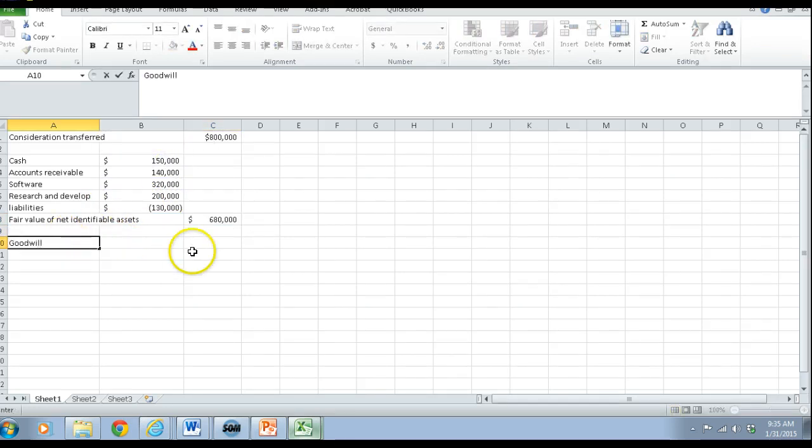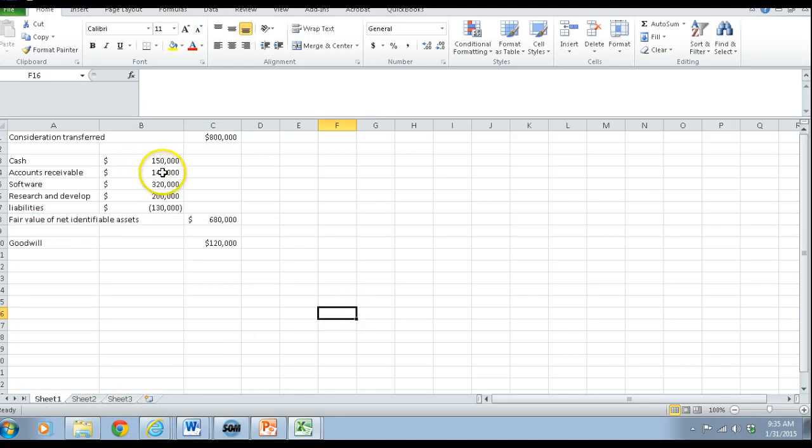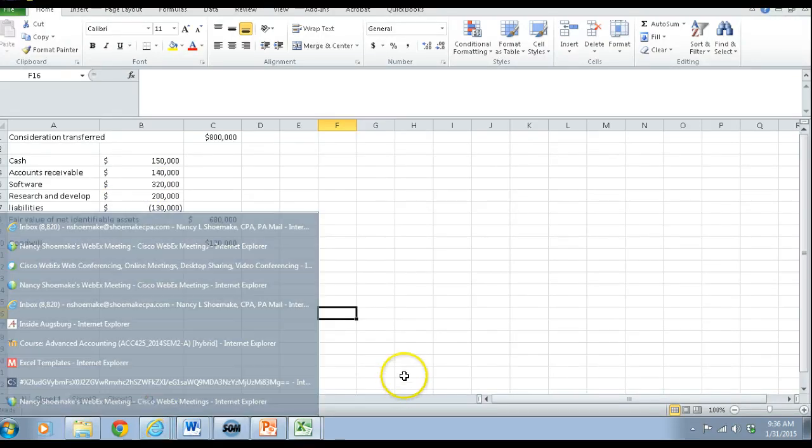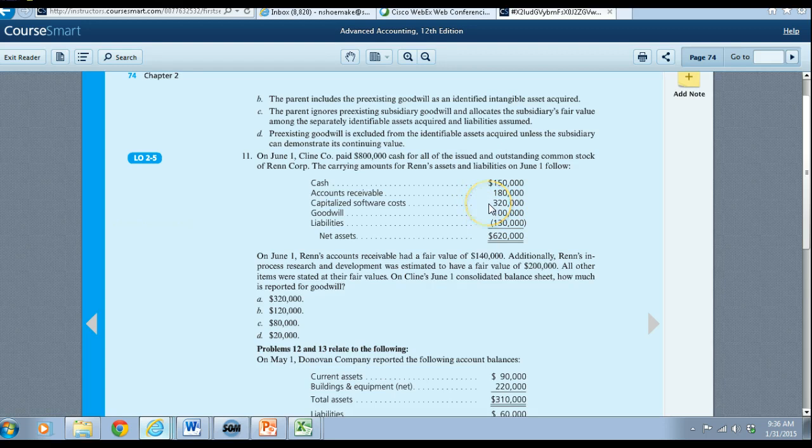The difference is going to be goodwill. So the difference is the consideration versus the net identifiable assets. Goodwill is going to be reported here on the books at 120. Does that make sense? The main difference here was the accounts receivable were stated higher, but the fair value as of the date of acquisition is less. We're not going to take into account the goodwill shown on the books, because we're going to create our own goodwill. They show 100,000 in goodwill, but we're taking that out because we're going to be creating our own goodwill based on the net identifiable assets.